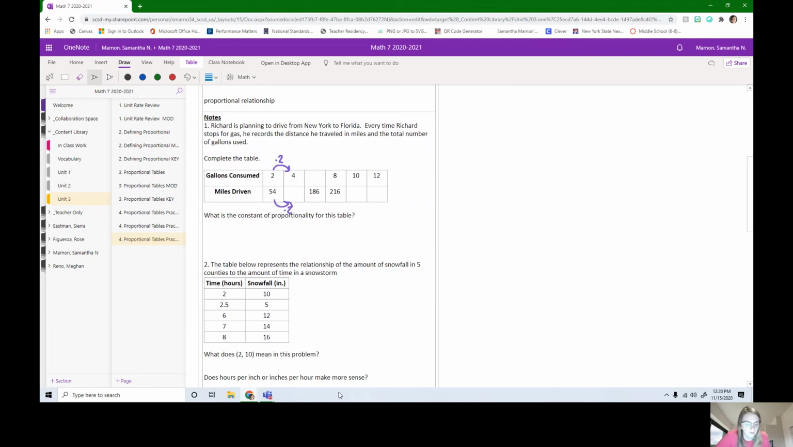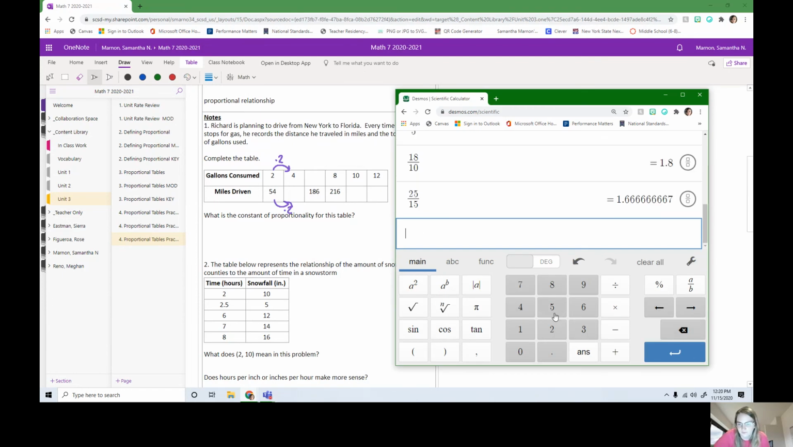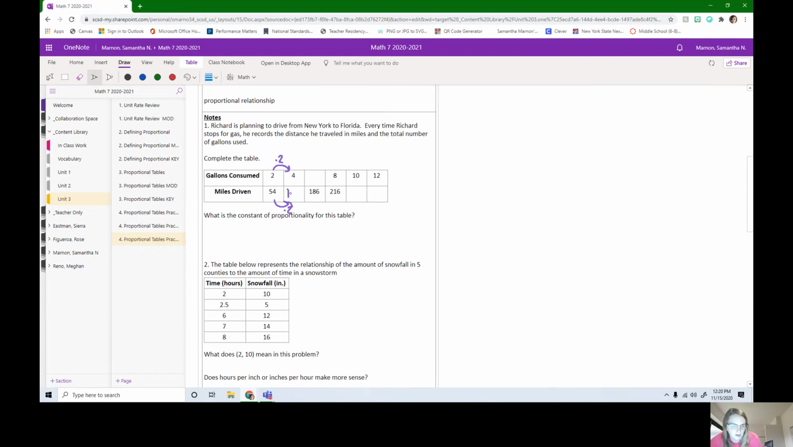So I'm going to open up my Desmos calculator and we're going to type in 54 times 2, we get 108. So after 4 gallons, it's 108 miles driven. So we can scale this up and determine what these all are. But if we can determine what this constant of proportionality is, it's going to be a lot easier to figure out for 10 gallons and 12 gallons.